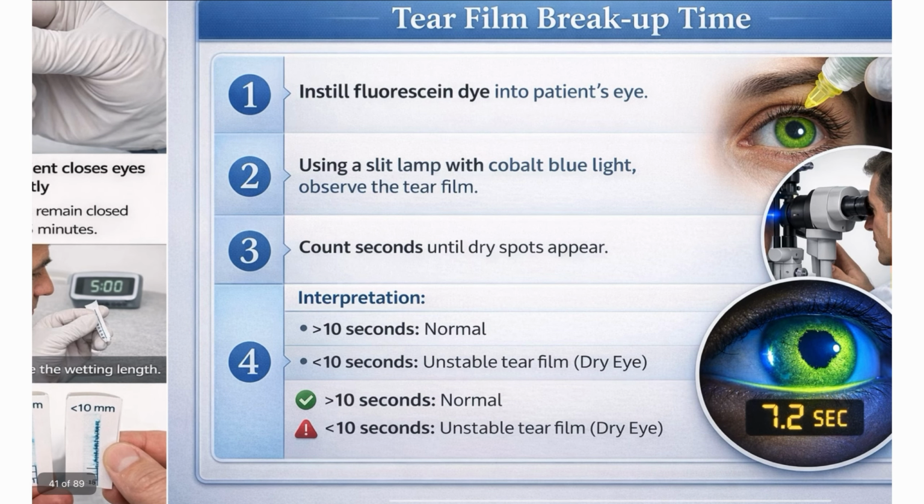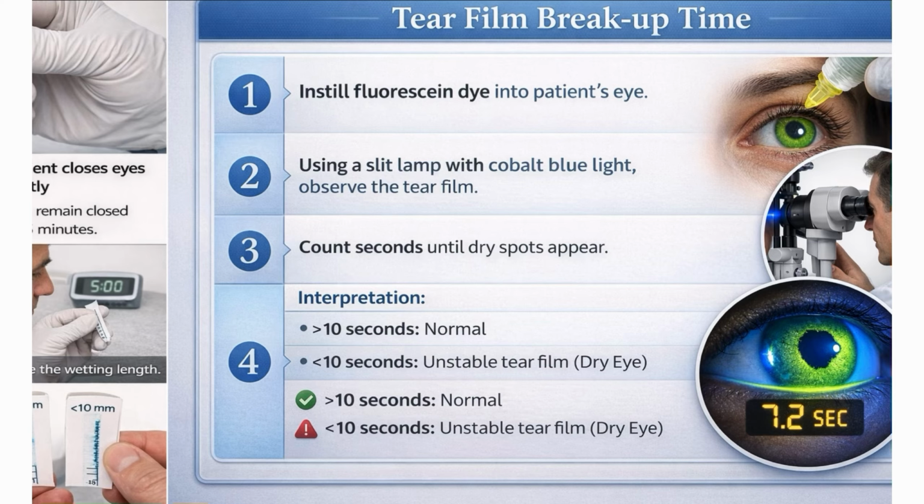And how do you perform the tear film breakup time? Instill fluorescein dye into the patient's eye and then observe the tear film using the slit lamp. Start counting until dry spots appear. If the dry spots appear after 10 seconds under the slit lamp with cobalt blue light, then it is normal. But if the dry spots appear before 10 seconds, this means that tear production is compromised.